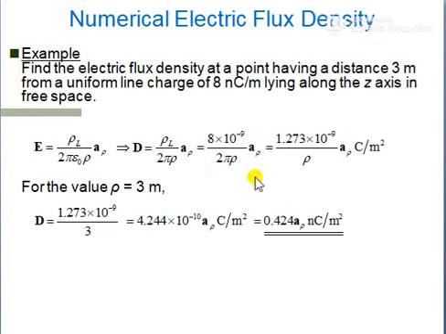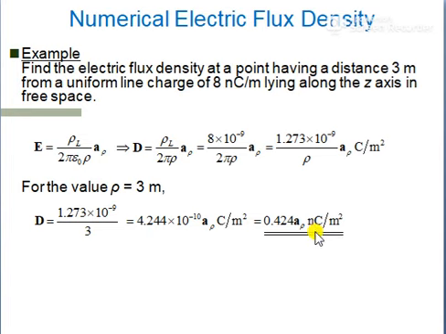So this will be 1.273 into 10 raised to minus 9 divided by rho, a rho coulombs per meter square. Now for the value of rho equal to 3, put rho equal to 3 here. So the value of D will be 4.244 into 10 raised to minus 10 a rho coulombs per meter square, or it can be written as 0.424 a rho nanocoulombs per meter square.